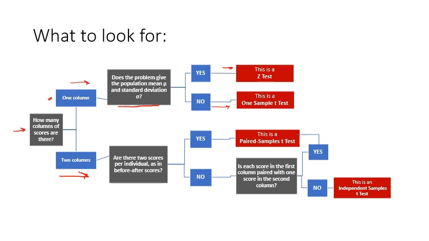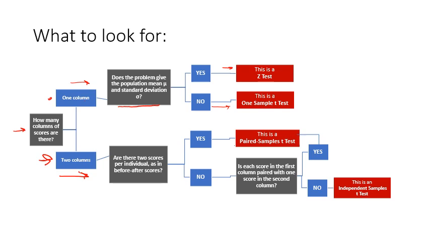And so if you answer way here at the beginning that there's two columns, then you're going to follow through and ask, are there two scores per individual, like before-after scores? So each individual person has two scores. And if the answer is yes, then you have a paired samples t-test.